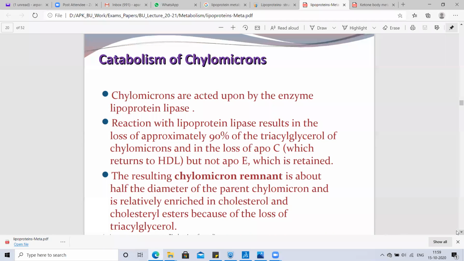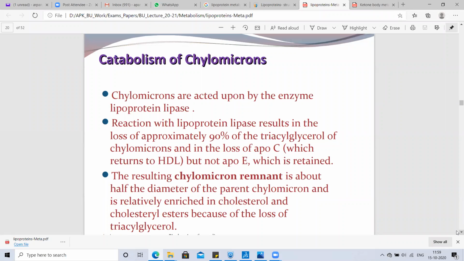Okay, so chylomicrons are acted upon by the enzyme lipoprotein lipase, because they have specific protein moieties, so their specialized enzyme, lipoprotein lipase, is present to degrade chylomicrons. This actually causes loss of 90% of triacylglycerols of chylomicron, loss of ApoC, which returns to the HDL, but not ApoE. This lipoprotein lipase degrades triacylglycerol and ApoC, but it does not act on ApoE.